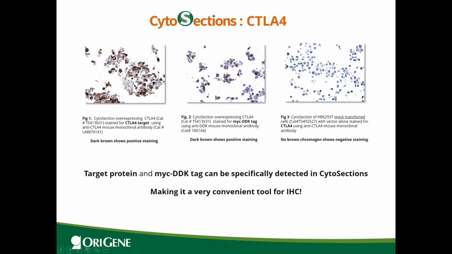The third figure shows you a cytosection of HEK293 mock transfected cells with vector alone, stained for CTLA4 using an anti-CTLA4 mouse monoclonal antibody. No brown chromogen shows negative staining. In short, this data clearly shows that the target protein, in this case CTLA4, and the MYC-DDK tag can be specifically detected in cytosections, making it a convenient tool for immunohistochemistry experiments.